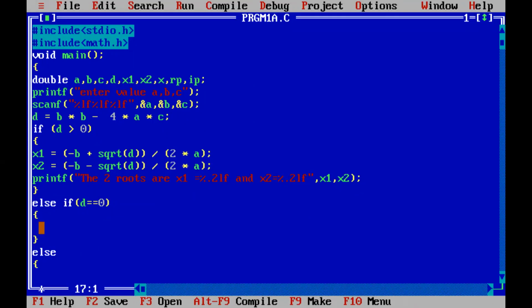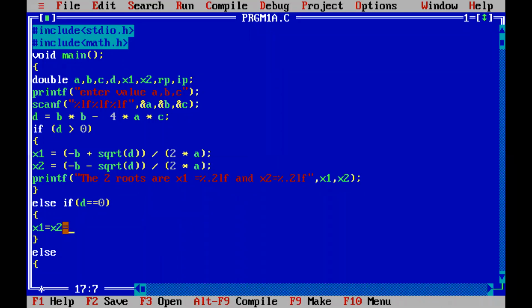Now the next case: if d is equal to 0, we will have the same values for x1 and x2. So if you are using only one variable, only x1 and x2, you can use the same variable called x1 and x2, but there is only one root, no? There is only one root. So we are saying that both x1 and x2 are the same.